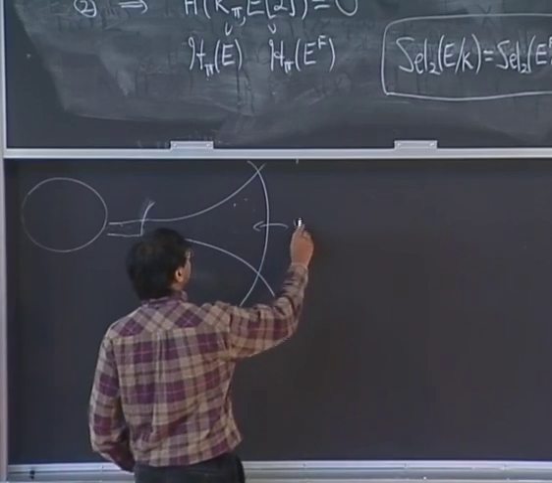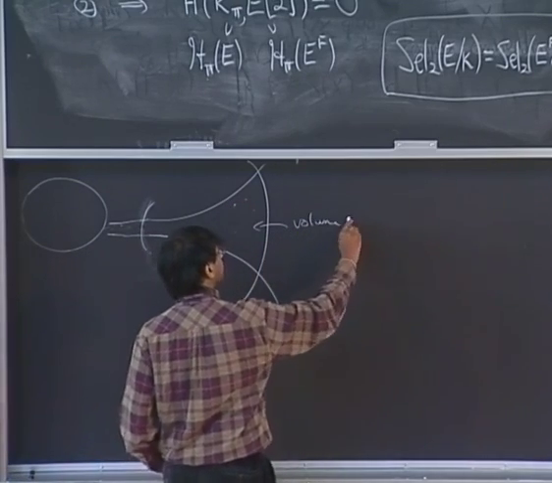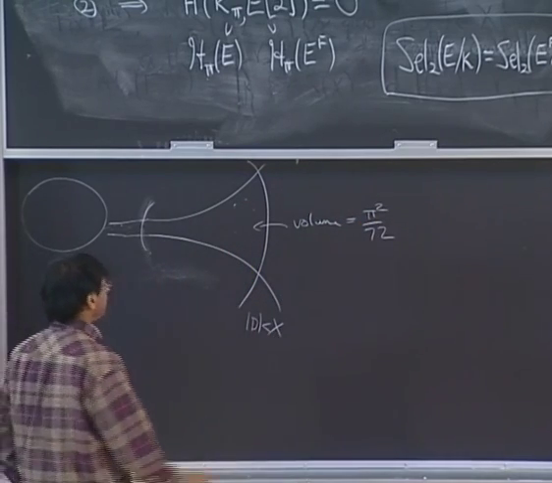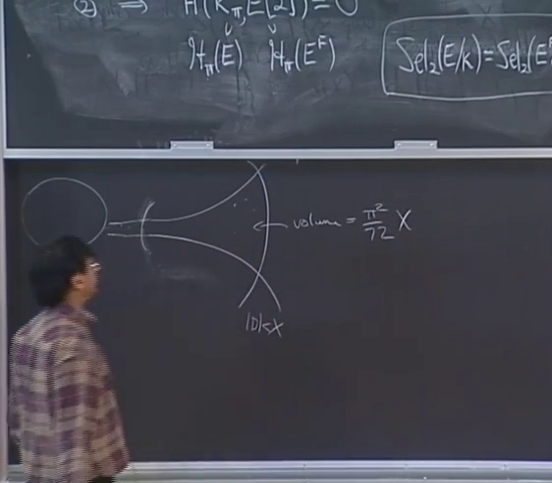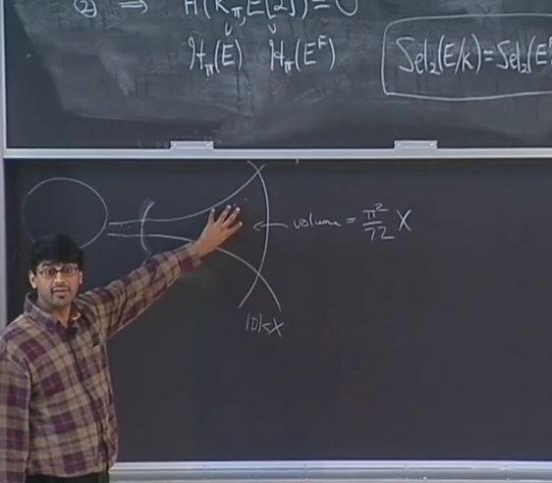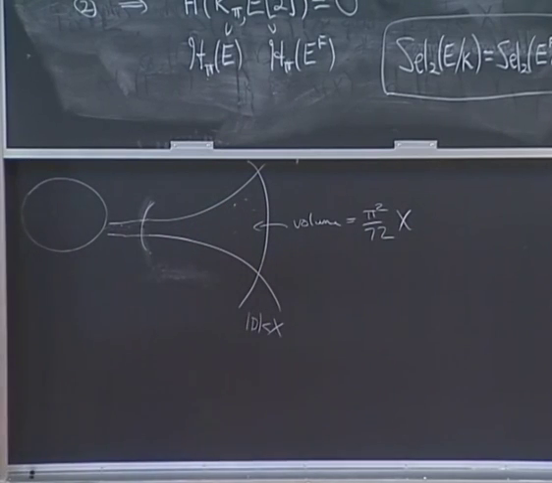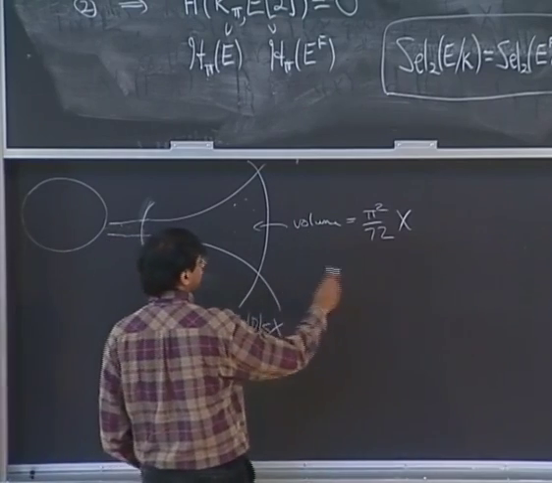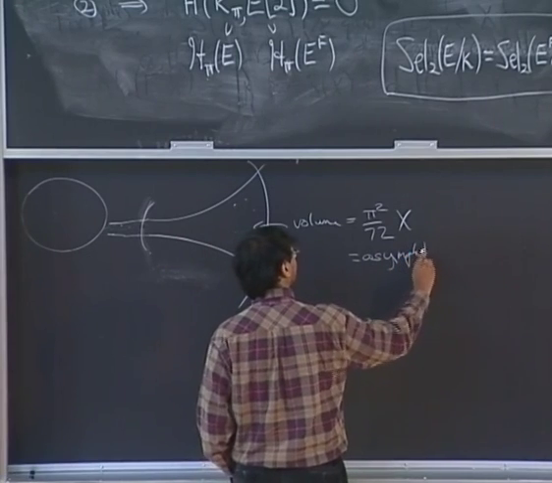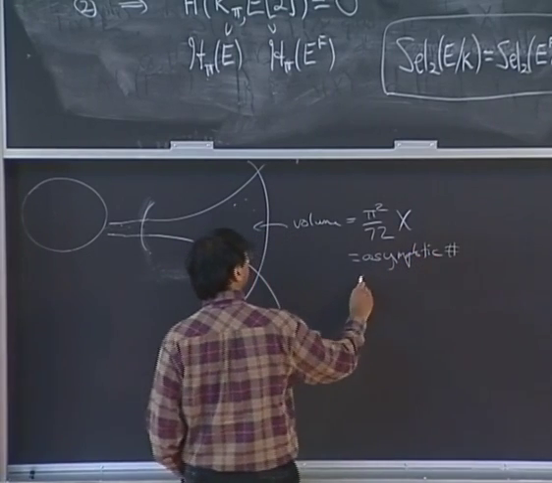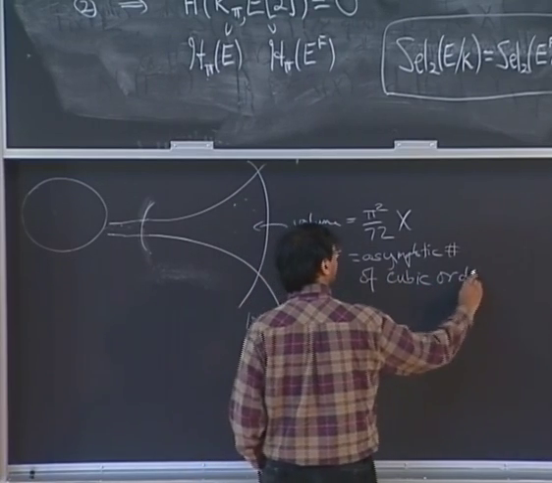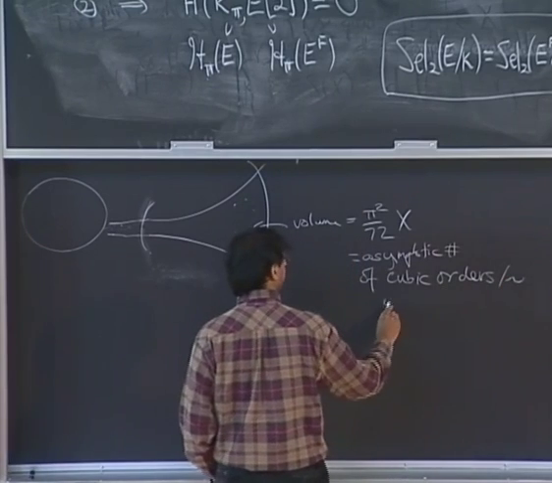So the volume, which is pi squared over 72 times x, gives the total number, the asymptotic number of irreducible binary cubic forms having discriminant less than x up to GL2Z equivalence. And so this is the asymptotic number of cubic orders up to isomorphism with discriminant less than x.